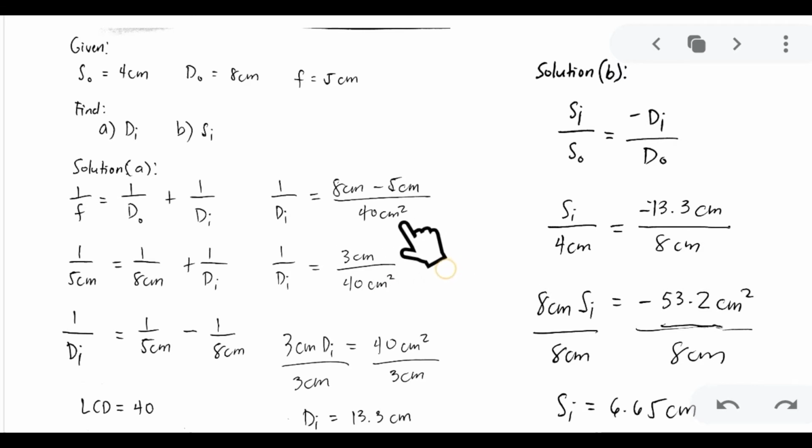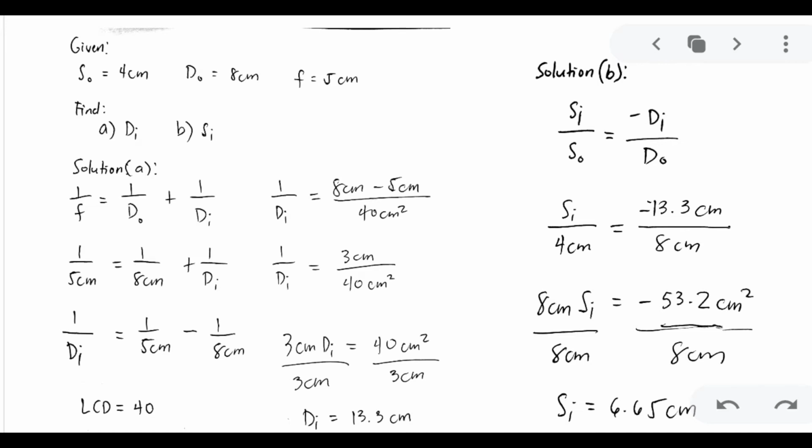Then 40 cm squared divided by 5 cm will be 8 cm times 1, that will become 8 cm here. And then 40 cm squared divided by 8 cm, that will become 5 cm times 1 in the numerator, that will become 5 cm here. So the next thing that you need to do is 8 cm minus 5 cm, that will become 3 cm over 40 cm squared.